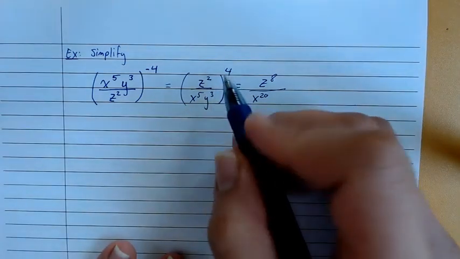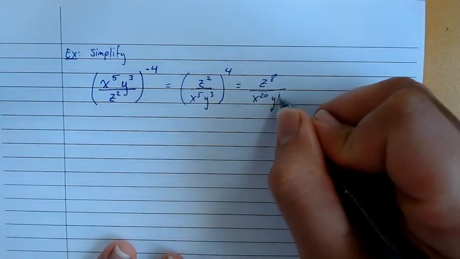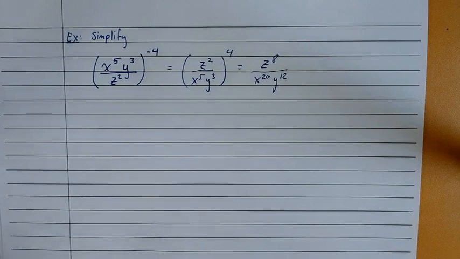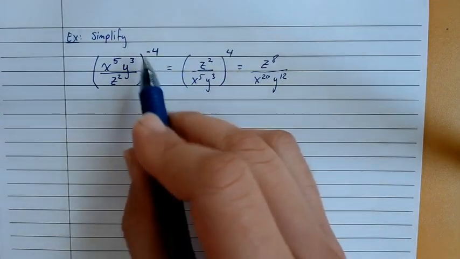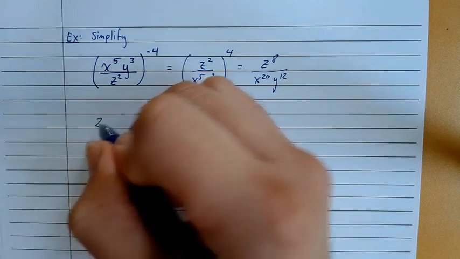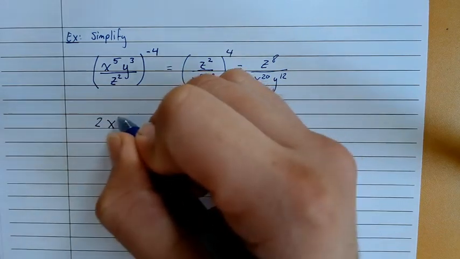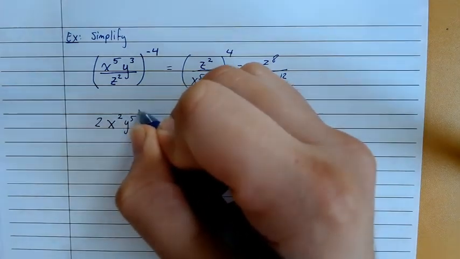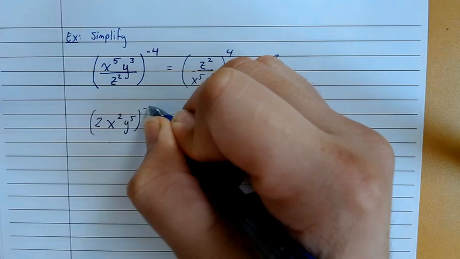Y to the power 3 to the power 4 would be y to the power 12. Just like that. Should you happen to have any numbers, those would be handled in pretty much the same way. Let's say we have 2x squared y to the fifth, and we're going to raise the whole thing to the negative third power.